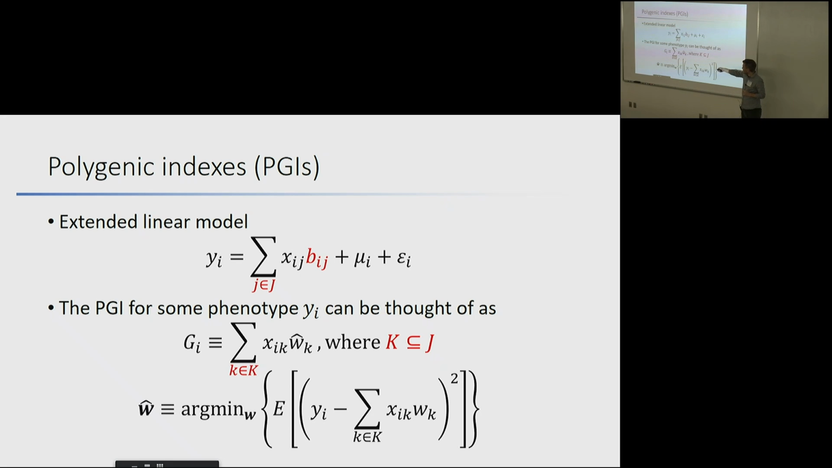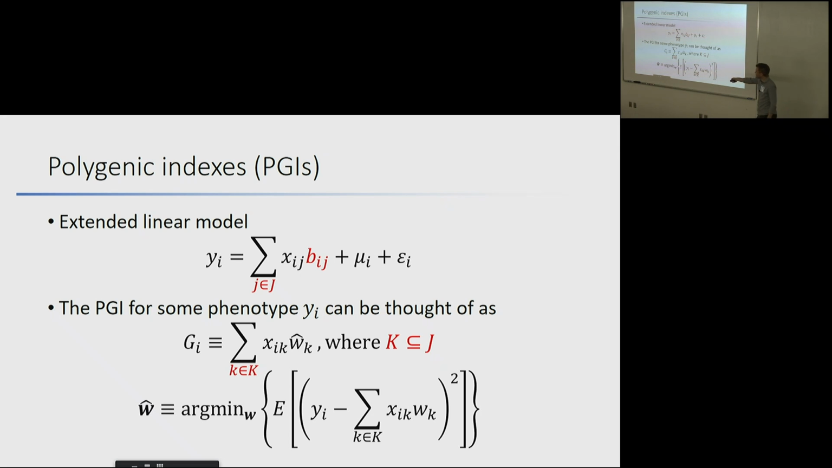And when we're making a polygenic index, it's just a weighted combination of the genotypes. But I'm going to make another distinction here. J is all genotypes in the genome. When we make a polygenic index, we only have some set of genotyped SNPs that we're using. So it might be that we don't include rare SNPs, or they're just things that aren't included on the chip that we're using. And so we're using a subset of genotypes when we're making polygenic indexes, and that's going to have implications in diverse ancestry analysis.